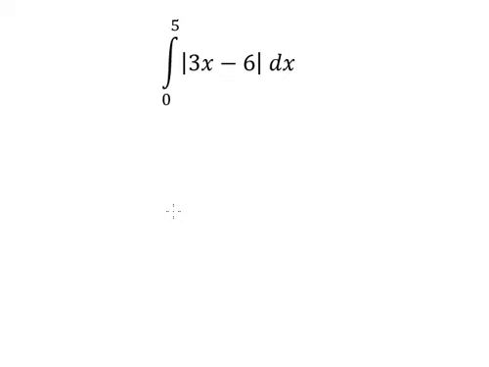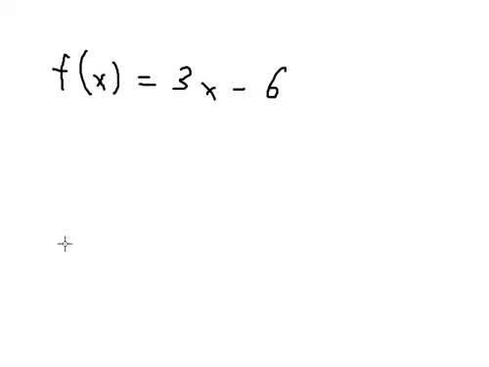Hello everybody. Today I want to talk about calculus, the topic about integration and the absolute value. Now I want to show you how to answer. The first thing we need is to graph the function 3x minus 6.